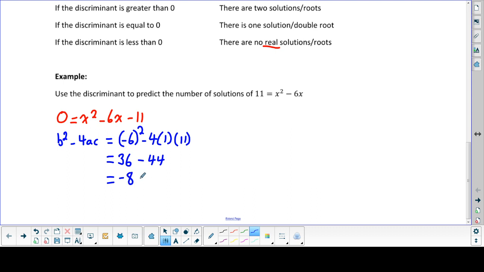Negative 8. So that's a negative. So negative discriminant, once again, that means that there are no real solutions. So we'll write that as a solution. So therefore, there are no real solutions. Oof, rough writing.